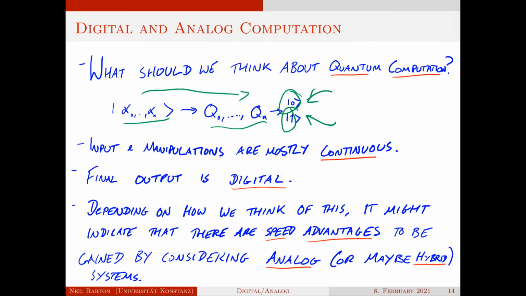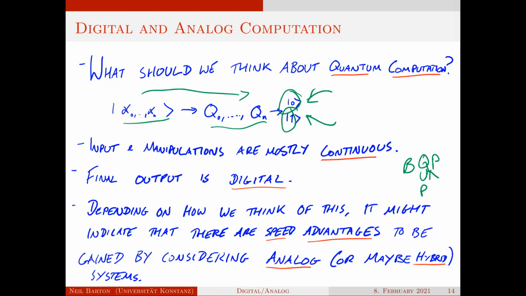Depending on where you fall, if you do think this is a kind of analog computation or perhaps some sort of hybrid, it might be that you think analog computations, especially if you remember that we talked a bit about BQP, right? If it turns out that BQP is a strictly larger class than P, this is not known, but if we assume that that's the case, then you would have serious speed advantages to be gained by considering analog or hybrid systems.